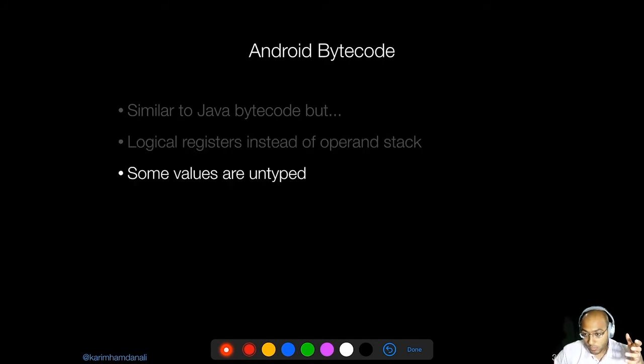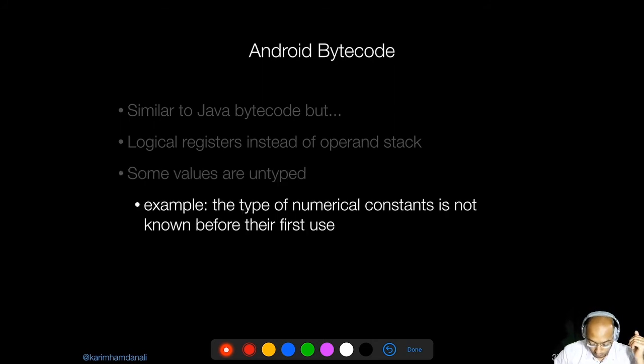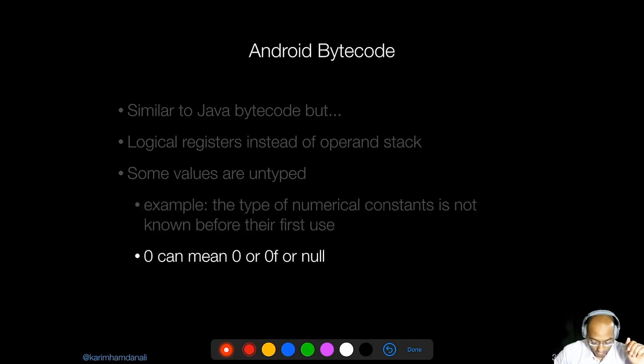In Android bytecode, some values are untyped. In Java, all values are typed. Some examples of untyped values in Android bytecode would be numerical constants that are not known before their first use, because you don't know what value they're going to hold, so you don't have a type before the first use.